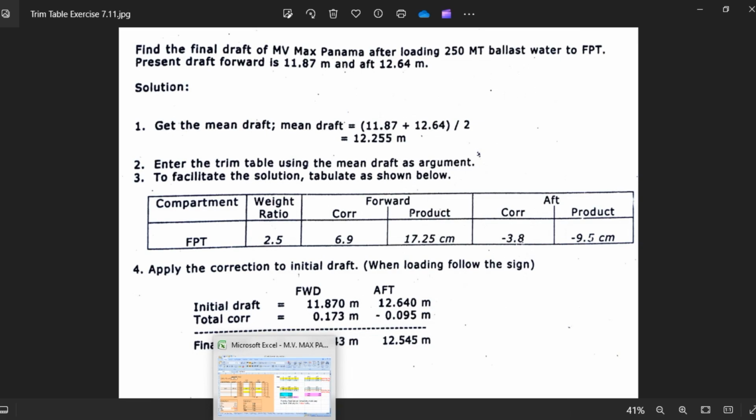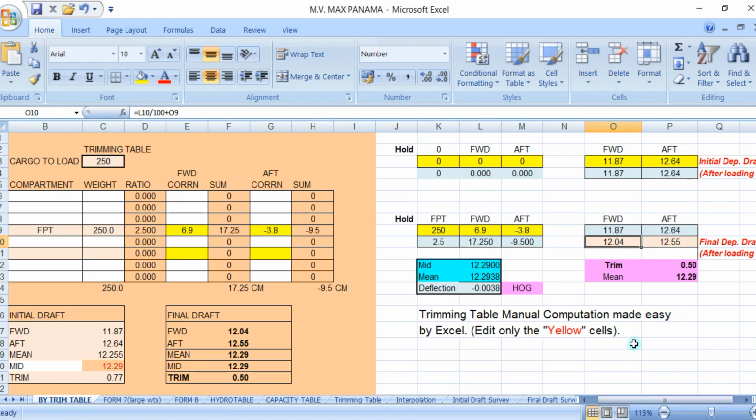Okay, so this is it, guys. So with this drop, you got the 12.4, your final drop. Aft drop is 12.55, and your mean drop will be 12.29. Add this one, divide by 2, you get the mean drop, and your mid drop is the same with this, and your trim is 12.5. The reason why I usually get the mid and mean is so that you will know your deflection. Here the deflection is 0, so there's no deflection.